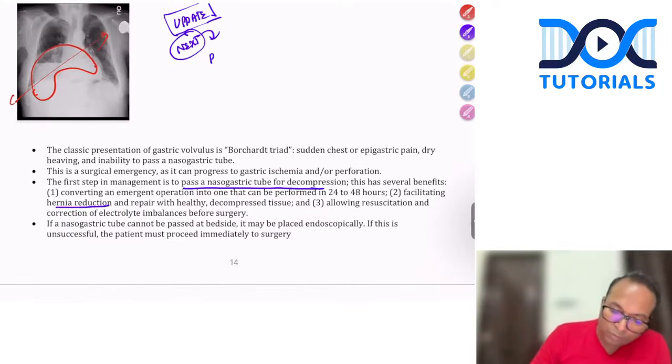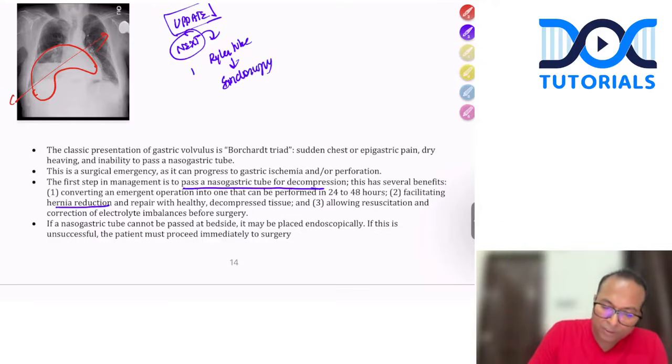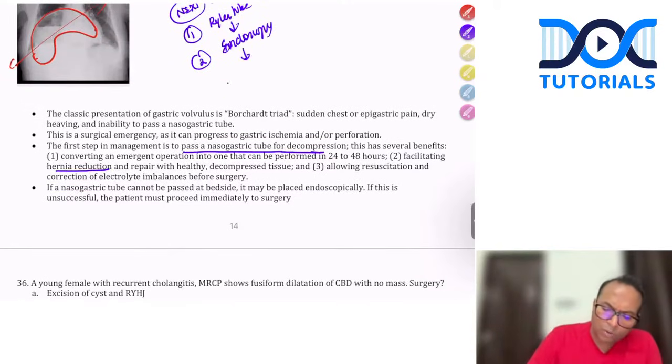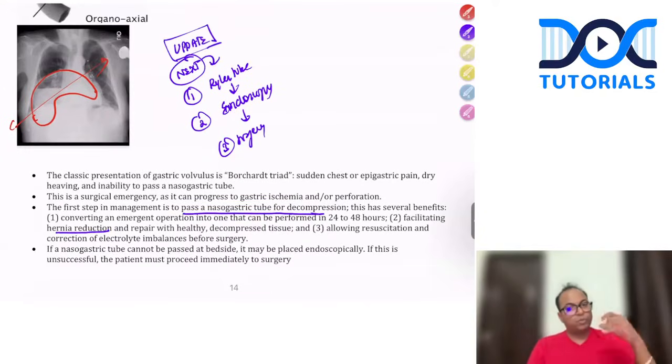So pass the Ryle's tube. If the Ryle's tube cannot be passed, go for an endoscopic reduction. So first Ryle's tube, second endoscopy. Try to do it endoscopically. If that is also unsuccessful, then only go for the third step, which is surgery. This is a new update for volvulus. Ryle's tube, endoscopy, surgery. Okay.